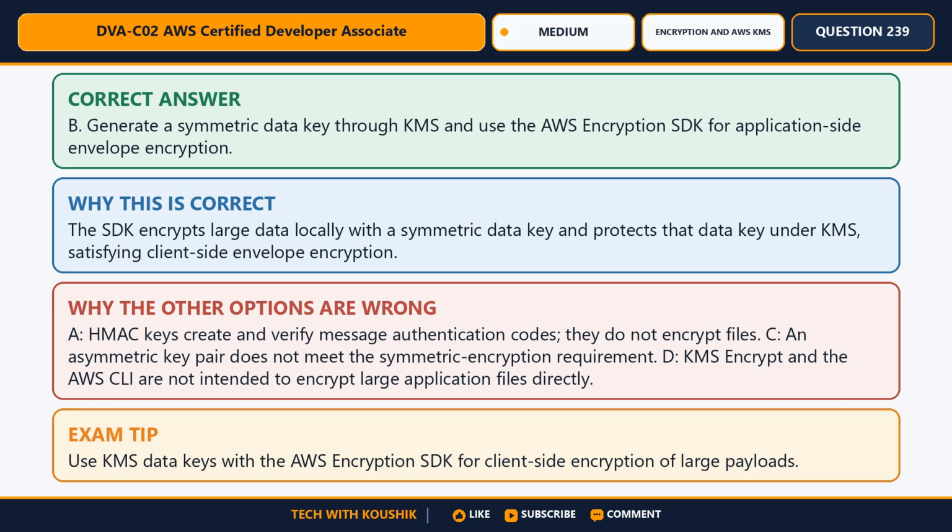A. HMAC keys create and verify message authentication codes. They do not encrypt files. C. An asymmetric key pair does not meet the symmetric encryption requirement. D. KMS Encrypt and the AWS CLI are not intended to encrypt large application files directly. Exam tip. Use KMS data keys with the AWS Encryption SDK for client-side encryption of large payloads.